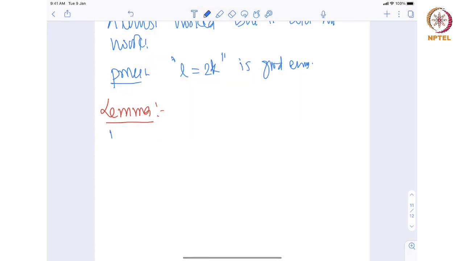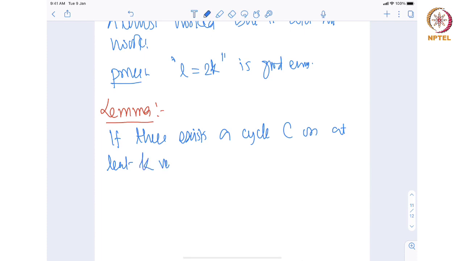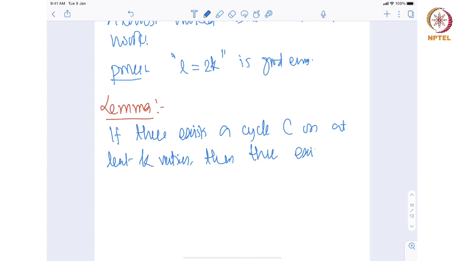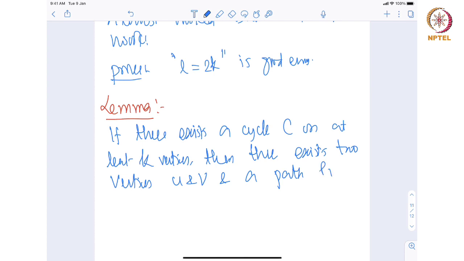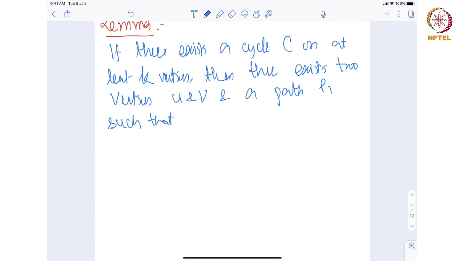What is this? If there exists a cycle C on at least k vertices, then there exist two vertices as before, u and v, and a path P1, such that, and this is important, the vertex set of P1 is an element of a representative set.